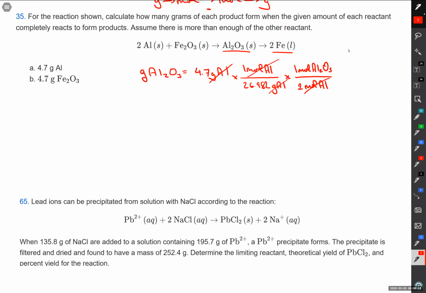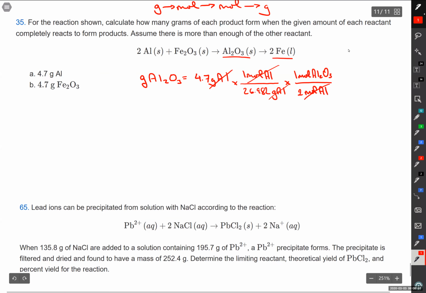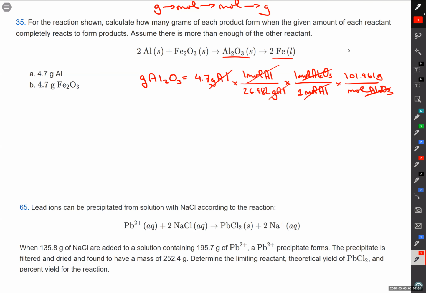So now what I need to do is go to grams of aluminum oxide, and again, anytime you do one of these conversions, these are the molar mass of whatever you're starting with. So I need the molar mass of aluminum oxide. Somebody calculated that already, I'm assuming? Yep, sounds about right. 101.961 grams for every mole of Al2O3. Then the moles will cancel and I'm left with grams, and that's my answer. Type it in, that's your answer.